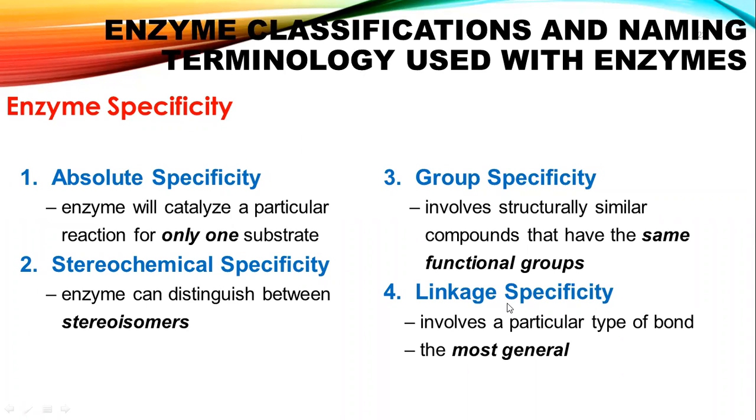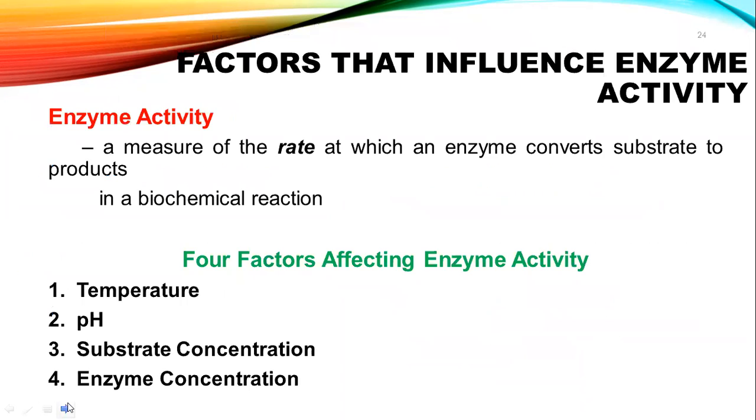There is also what we call linkage specificity. The specificity involves a particular type of bond. So, for example, if it is particular only to amide, then it can only catalyze amide. It involves only a particular type of bond. So you call this one linkage specificity.